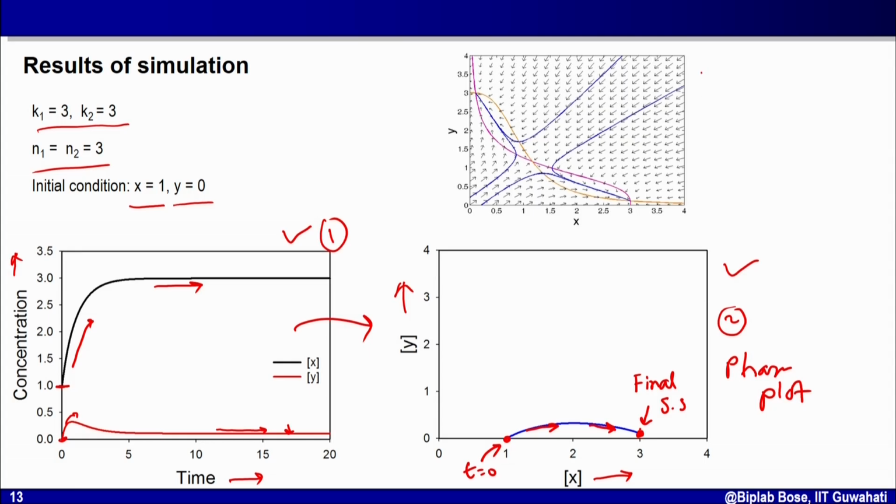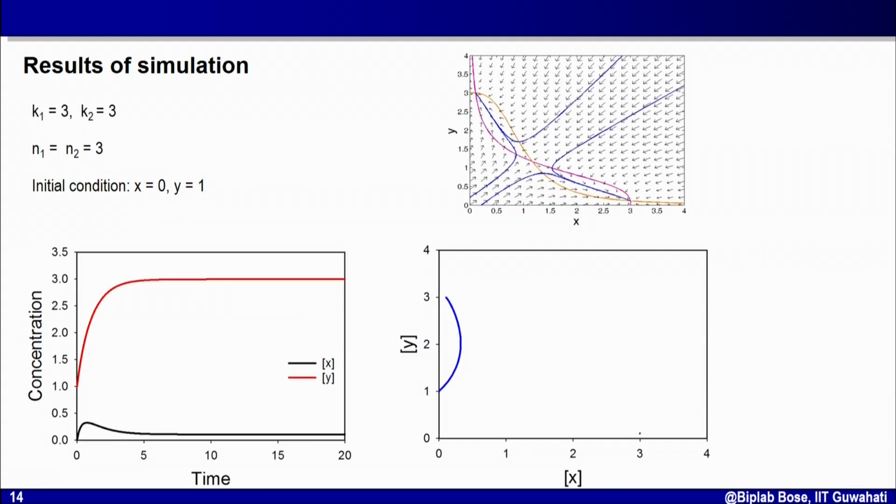Look at the phase plot that we have drawn just now in the previous slide, which has a phase portrait and a graphical method has been used. So you are starting from here. If you follow the arrow, you will land up in this position. So I get the same behavior as I have got by numerical simulation.